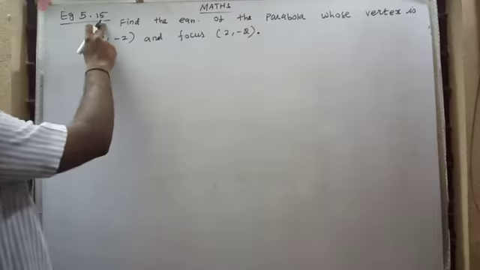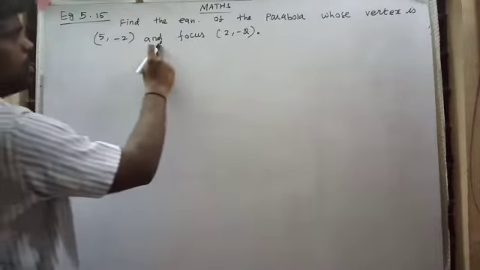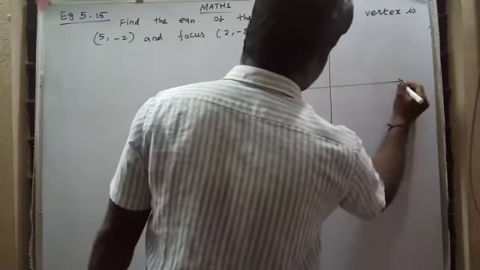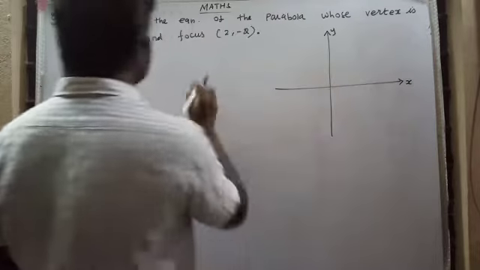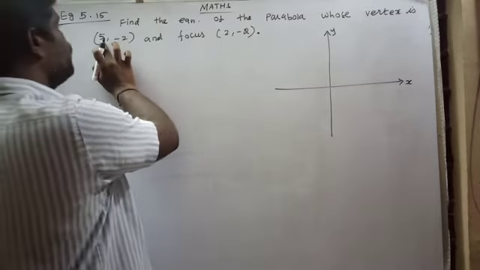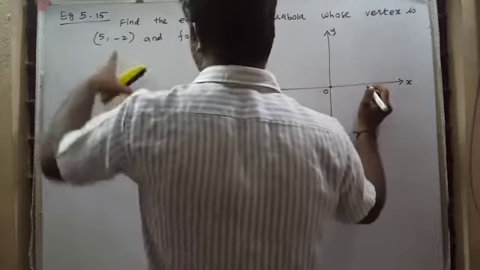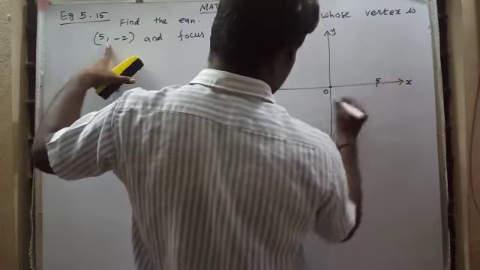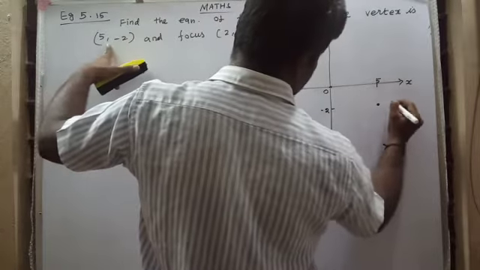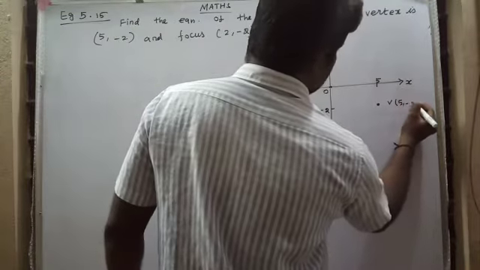Refer to example 5.15. Find the equation of the parabola whose vertex is (5, −2) and focus is (2, −2). First of all, we have to draw the diagram. This is the x-axis and this is the y-axis. Here we want to plot the vertex (5, −2). This is the origin. The x-axis distance is 5 and the y-axis distance is −2. So the point (5, −2) is called the vertex V.